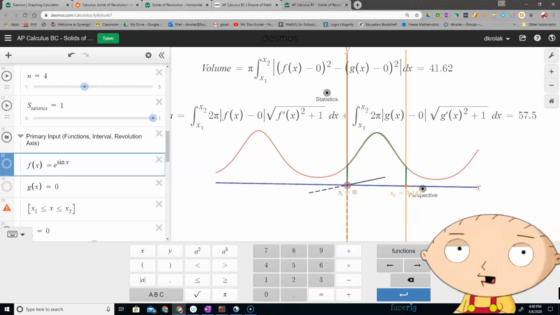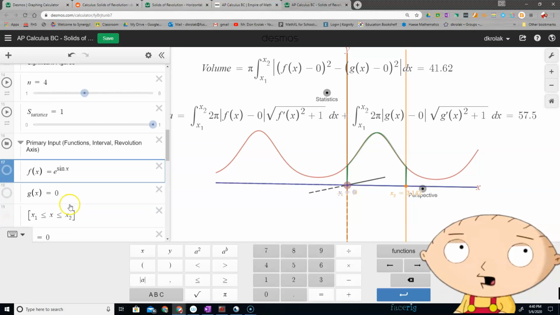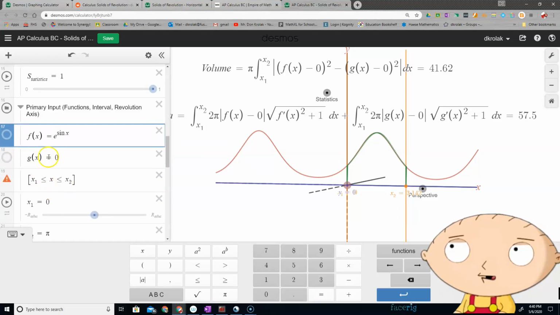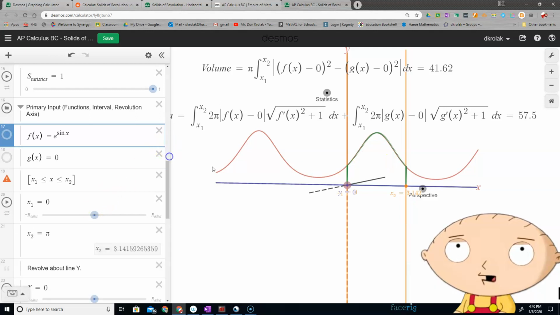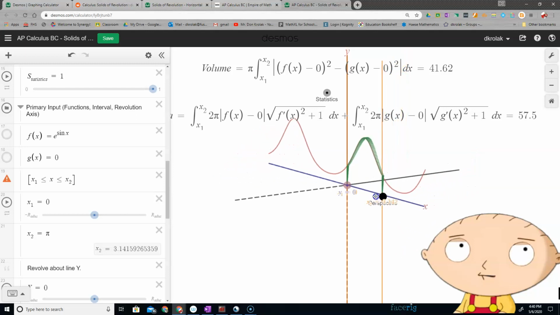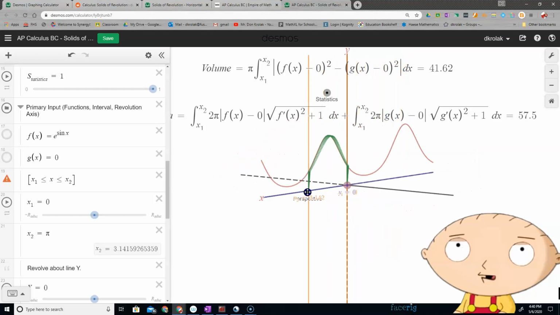Now, my second function is simply the y-axis. So that would be y equals 0. That's this function right here. So what we're looking at is this curve. And then we're going to take that curve and rotate it about the x-axis. So if you grab this dot here, you can change your perspective.